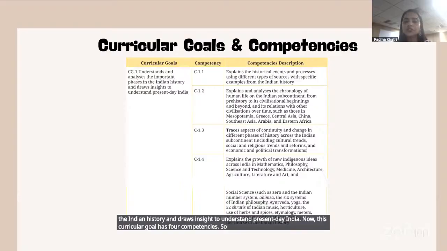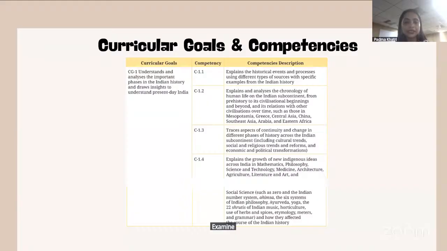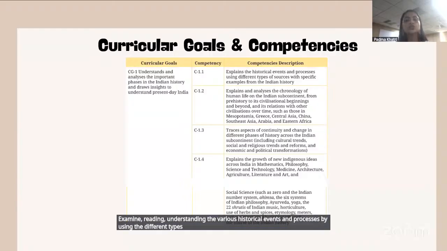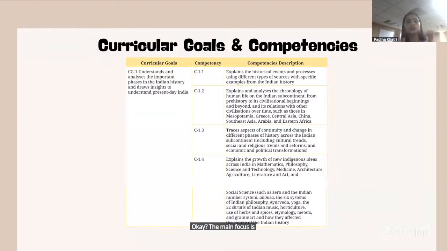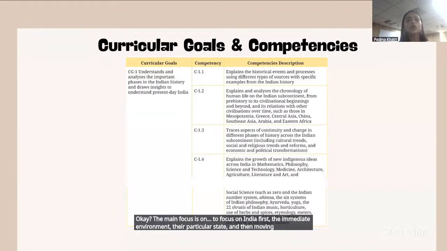The very first competency focuses on examining and understanding the various historical events and processes by using different types of sources to know the past and then connect it with the present time. And here we are specifically talking about Indian history. Okay, the main focus is on India first, their immediate environment, their particular state, and then moving to the national level, then the global level.